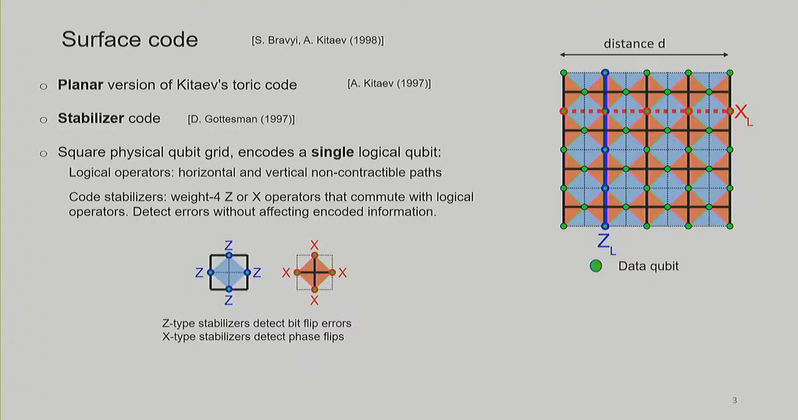So for example, in the surface code, we have two types of operators, which are the code stabilizers. We have Z-type stabilizers, which are depicted in blue, which detect and correct bit flip errors, and then we have X-type stabilizers, which detect and correct phase flip errors. And once we are able to correct both bit flips and phase flips, then we can correct any arbitrary single qubit error.